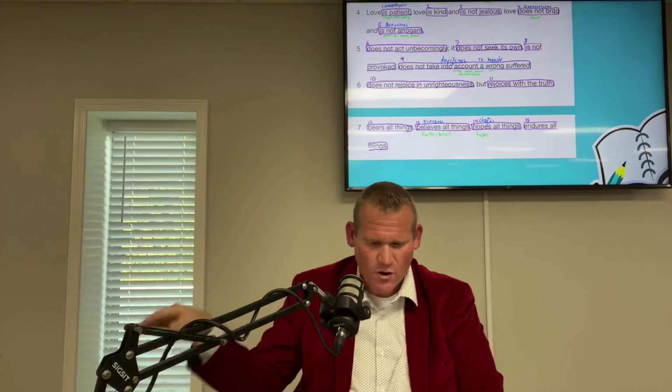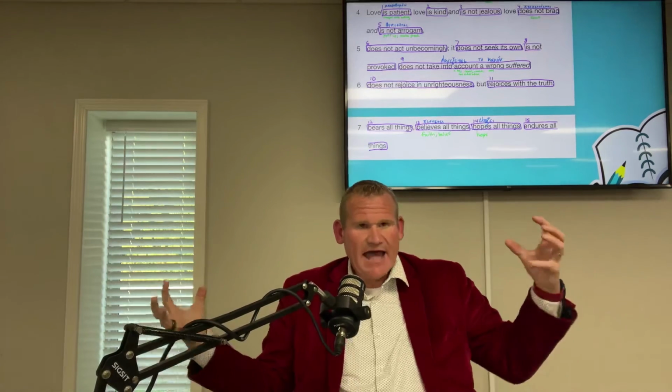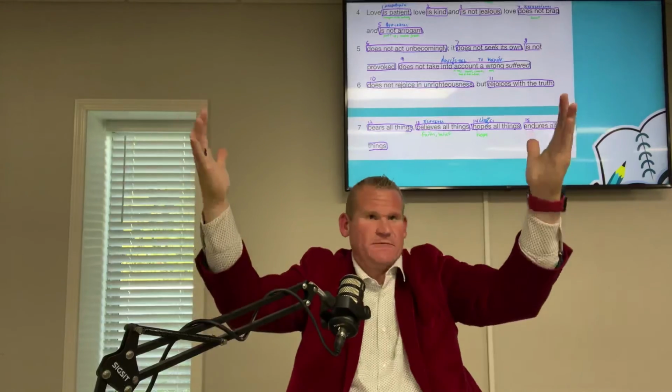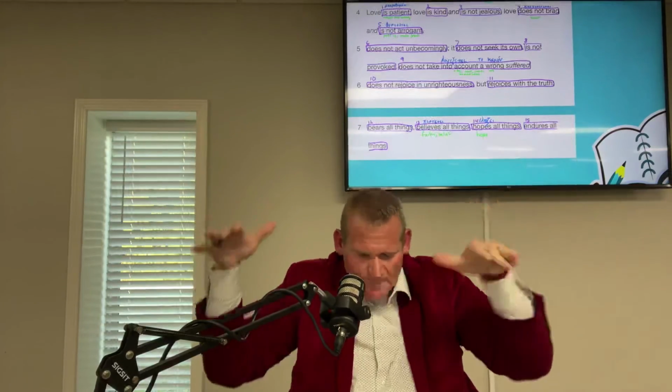endures all things. The word here, again, comes from two Greek words, hypo, under, and then meno, to remain. In other words, at the highest point, the hypo, you remain. You steadfastly move through. It suggests the idea of hunkering down to get through something in a more of a defensive posture. And that's what agape love is.